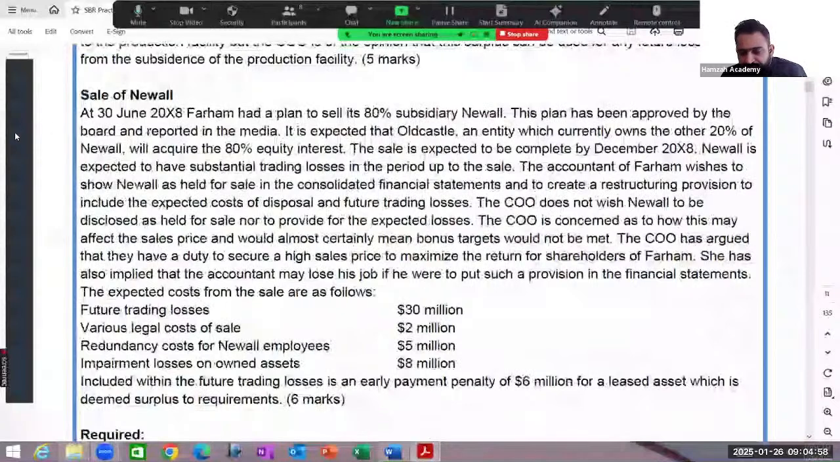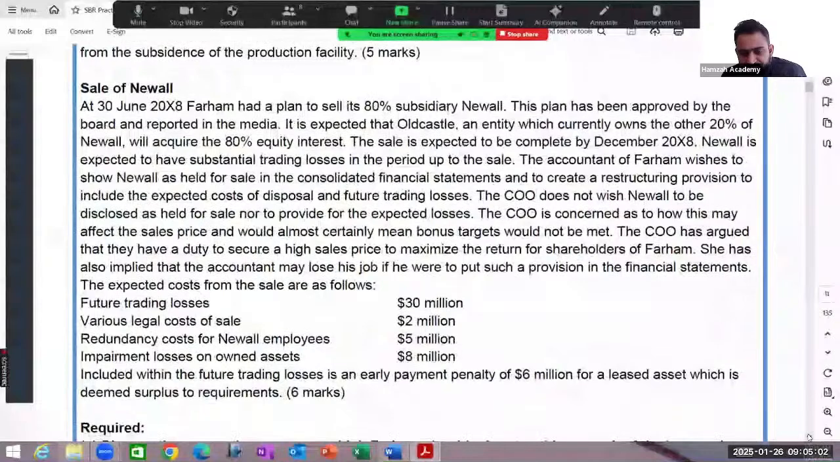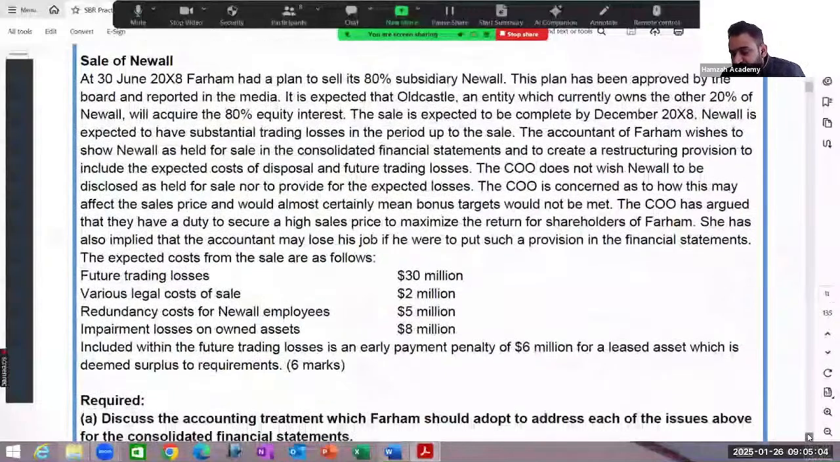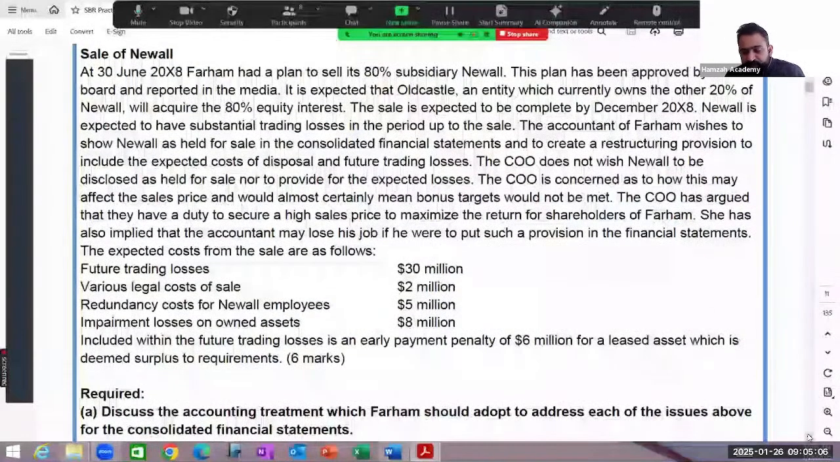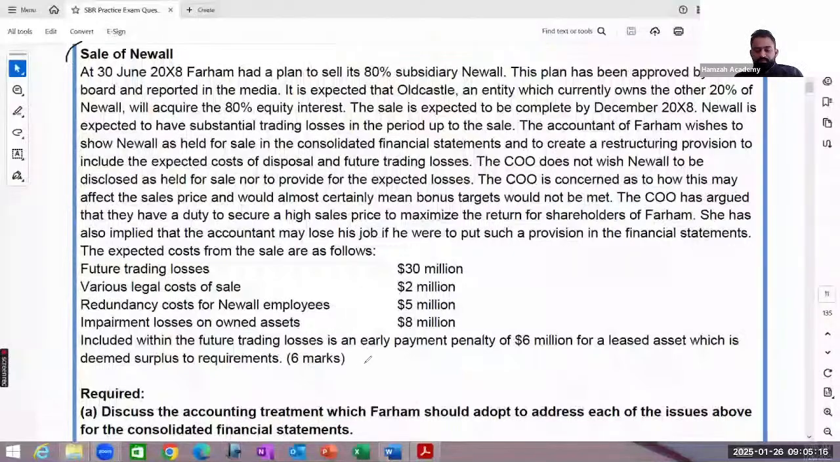Now we have the second exhibit, again relating to an accounting issue, the sale of a new watch. Kindly read this question as well.